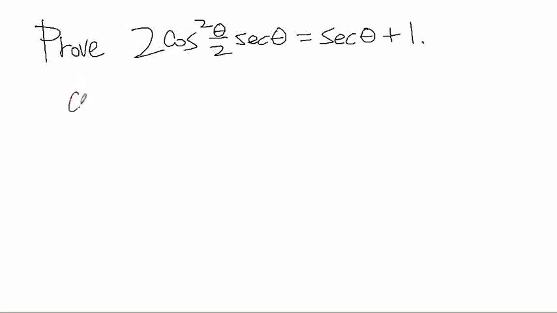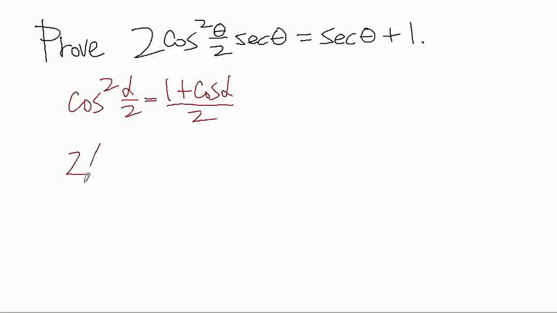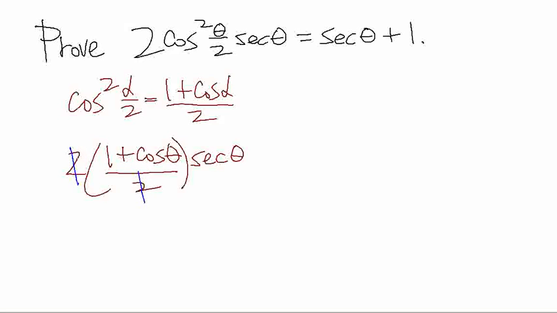So I'm going to again use the identity that the cosine squared of alpha over 2 is equal to 1 plus the cosine of alpha over 2, and I'm going to replace alpha with theta. And so the left side of the original assertion is equivalent to 2 times 1 plus the cosine of theta over 2 times the secant of theta. And as before, the 2's cancel. So let me now distribute the secant of theta into the sum. So I'm going to get the secant of theta plus cosine of theta times the secant of theta.